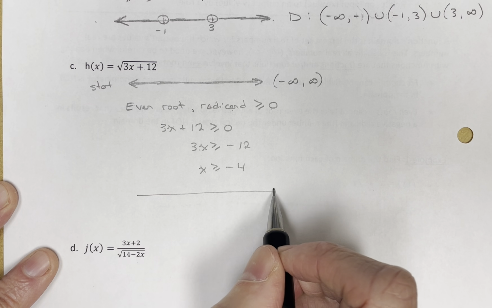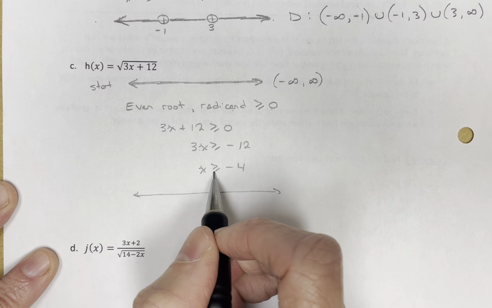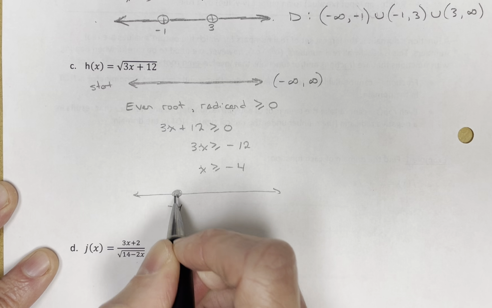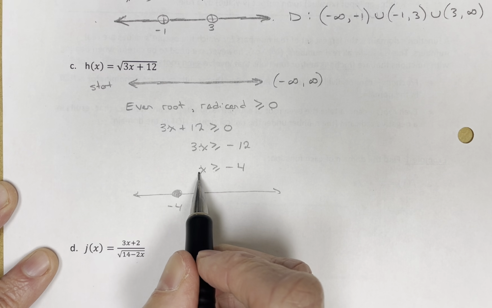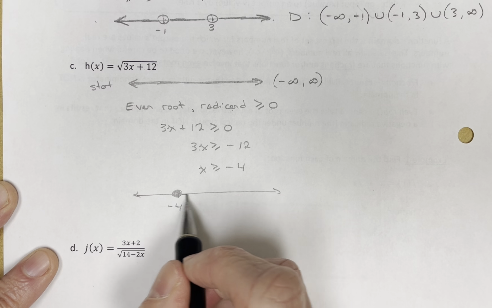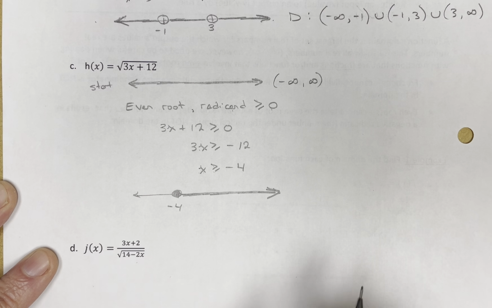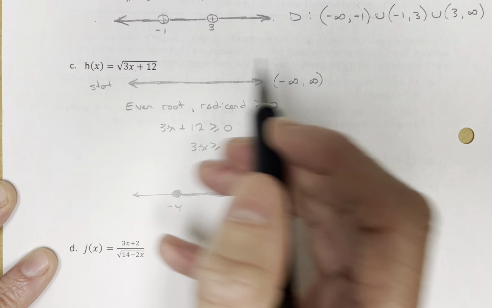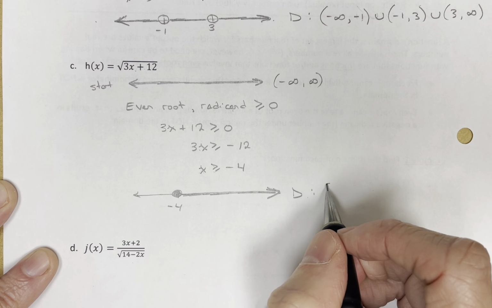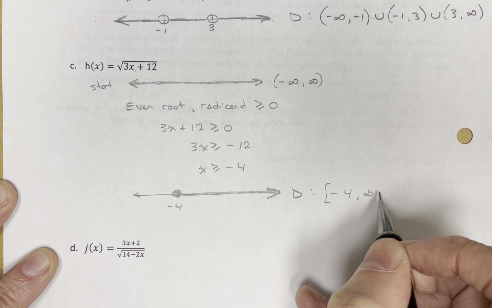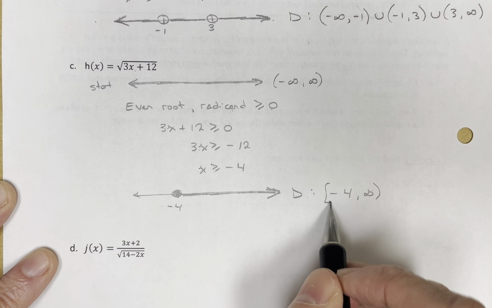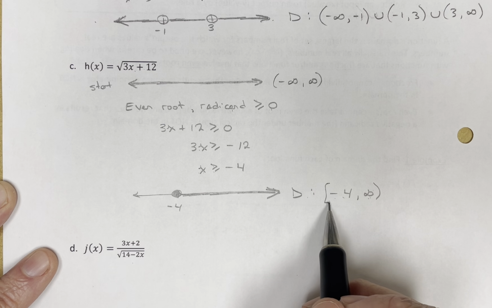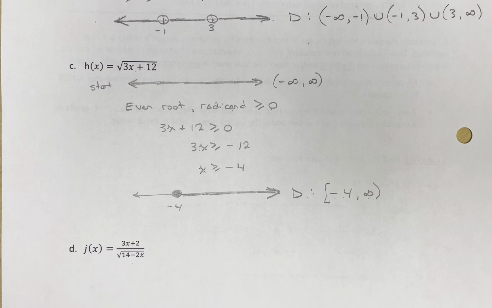So I'm going to come down to here, and I can be equal to negative 4. So I'll put a negative 4 in here, and I'll put a closed circle on that for my number line. All my x's must be larger than or equal to that. So this is my domain. My domain is not all real numbers because I have an even root. My domain is actually anything from negative 4 to infinity, and negative 4 is included, hence the square bracket next to negative 4.